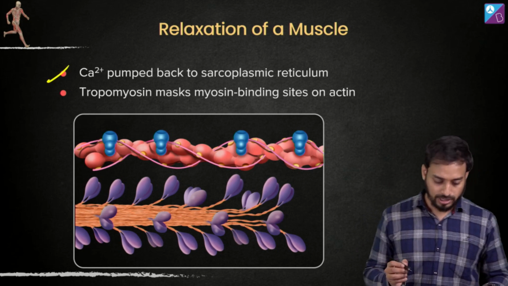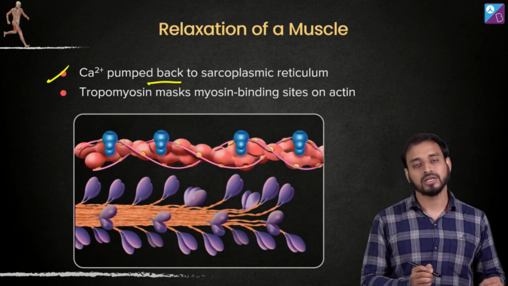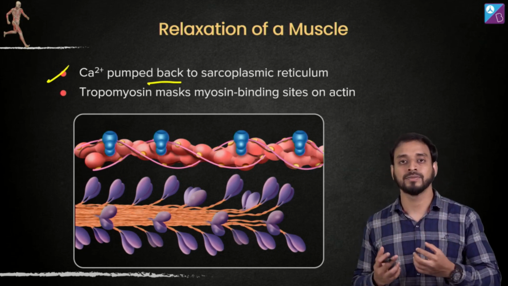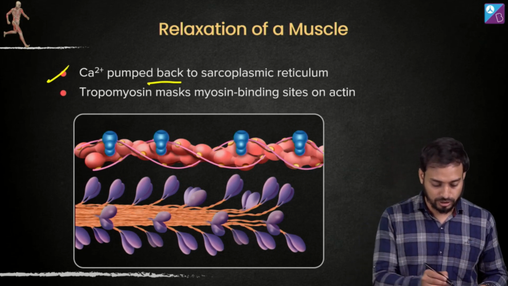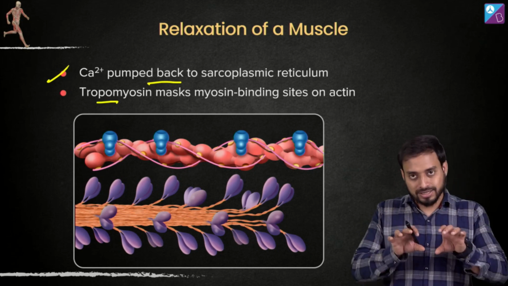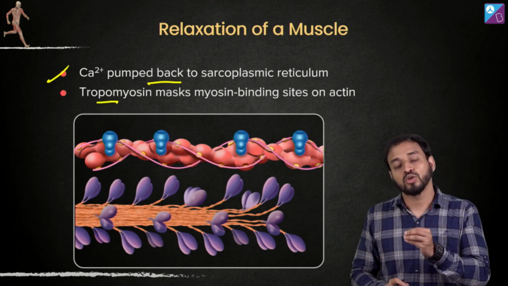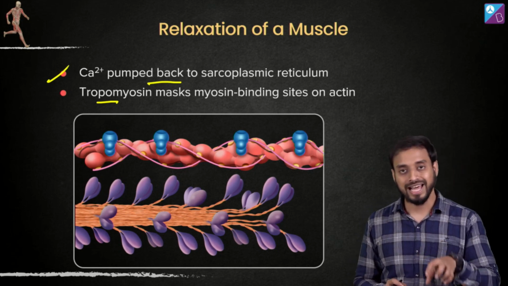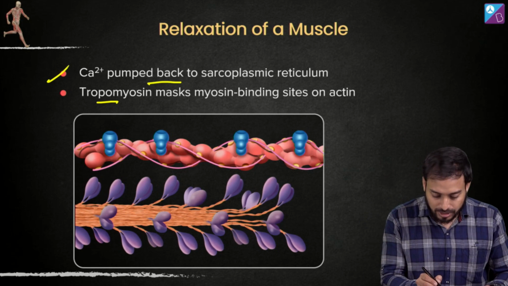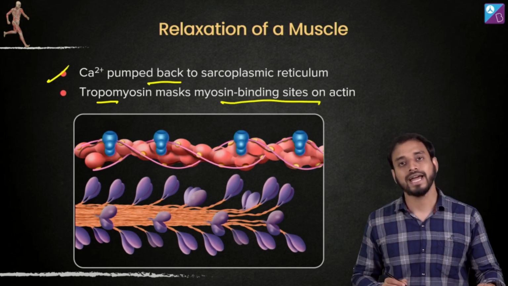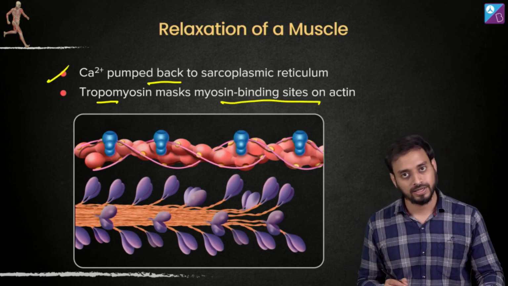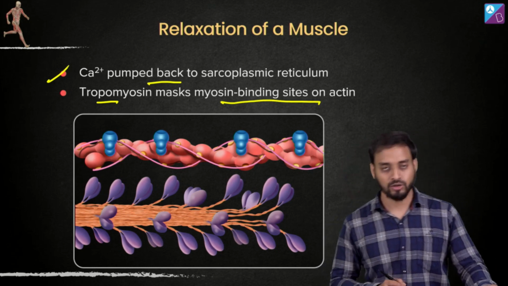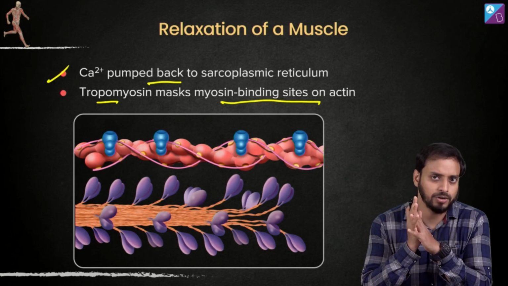Now in relaxation, calcium is pumped back to the sarcoplasmic reticulum. The endoplasmic reticulum there pumps back, pulls the calcium ions again. Tropomyosin masks, because calcium has decreased, so the structure of troponin will come back to its original conformation. It will help the tropomyosin to mask the myosin binding sites on actin. Understood? Is it clear? Okay, have a look once, think once, just think about what I told you.